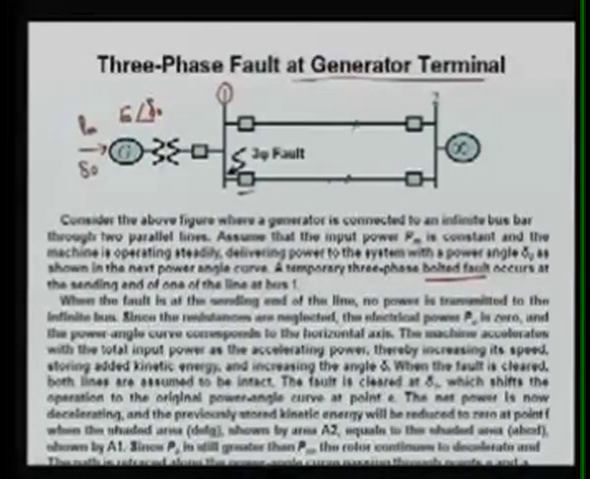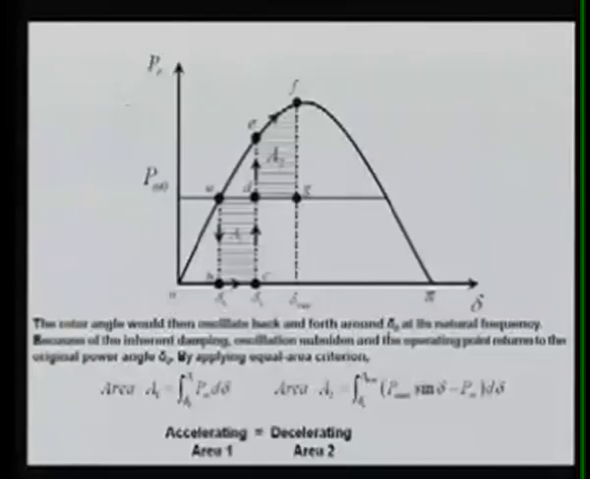When the fault is at the sending end of the line, no power is transmitted to the infinite bus. If the bus fault is here, what will happen? There will be no power flowing to the infinite bus. So your PE in that case will be 0. Since the resistances of the line are neglected, the electrical power PE is 0 and the power angle curve corresponds to the horizontal axis. Means you can see what will happen.